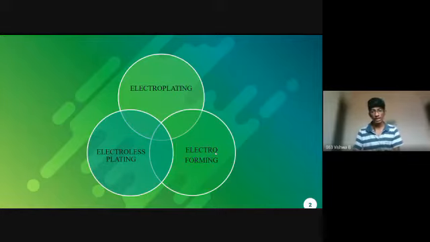Electroplating and electroforming share only one process, the electro deposition process. But electroless plating is dealt with by the autocatalytic process. It is different from electroplating and electroforming, but it has some similarities with the two processes. Okay, let's deal with electroplating.